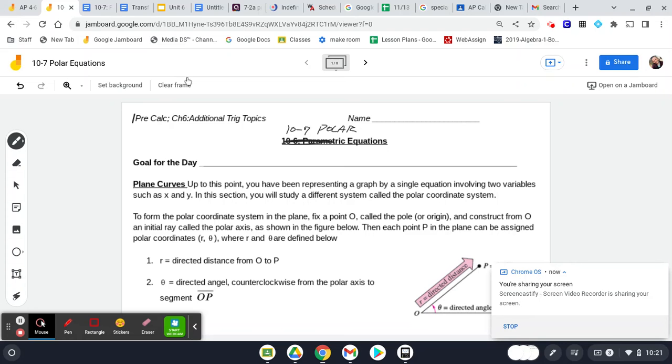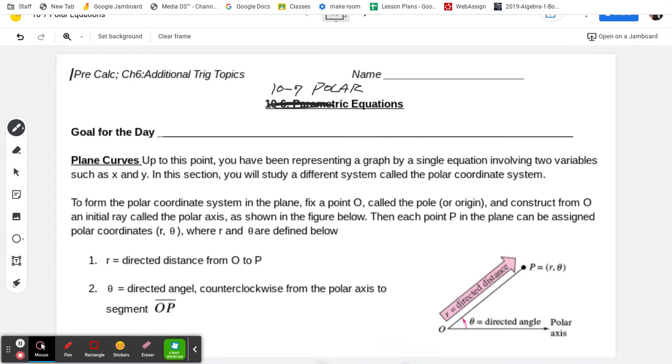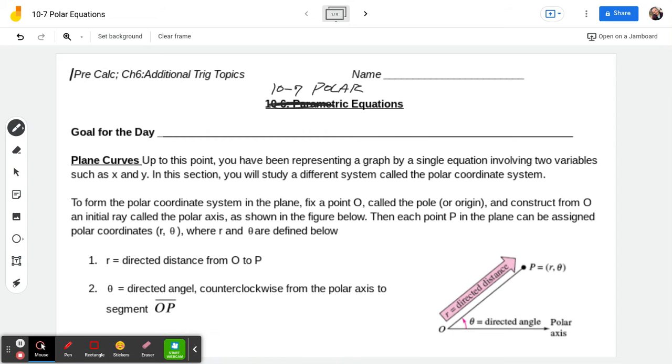Guys, I want to go over really quickly with you all, well, semi-quickly, 10.7, which is all about polar equations. What we talked about last time was parametric, how parametric can add that third dimension of time into a rectangular equation. Today we're going to talk about polar. This is actually one of my favorite types of equations, just because you have a lot of options for some really beautiful outcomes. So first thing we're going to talk about are plane curves.